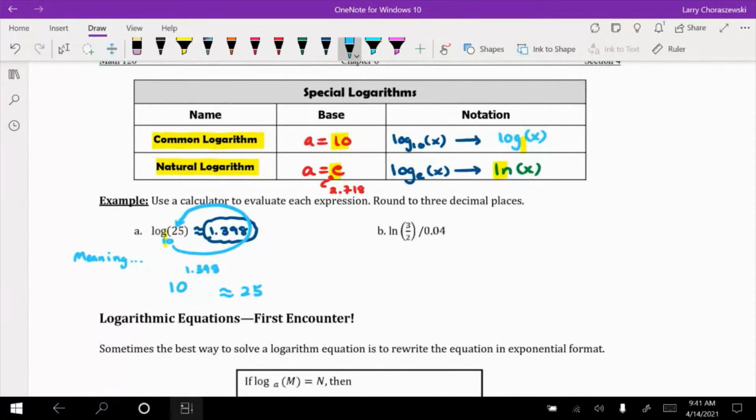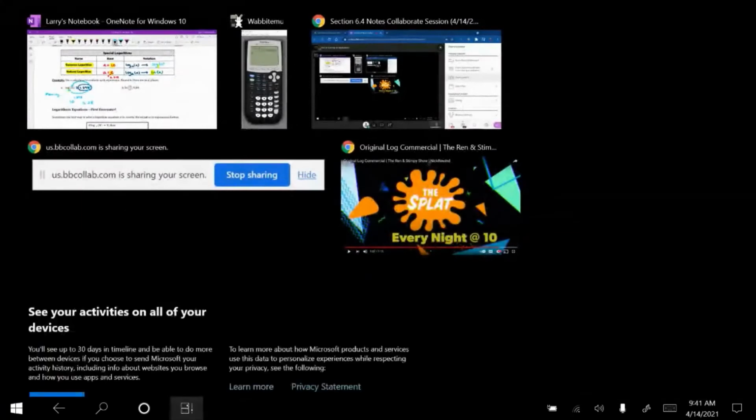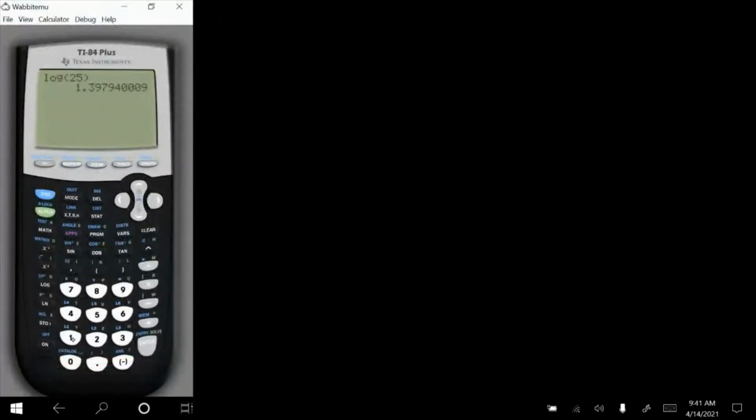And if we go to our graphing calculators and type that in, 10 to the power of 1.398, we have some evidence that it truly is our answer to this problem. But notice it's not exactly 25, and that's because we rounded 1.398.